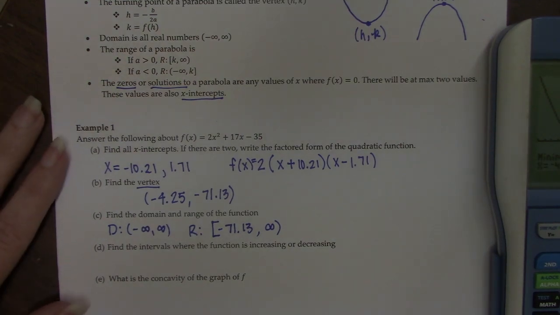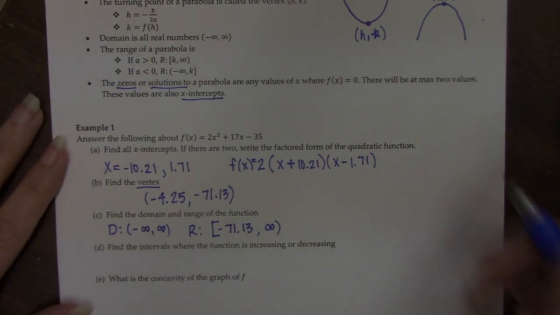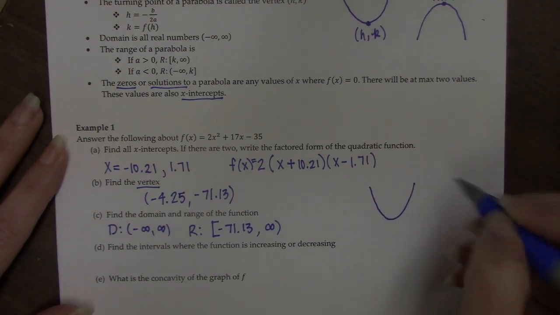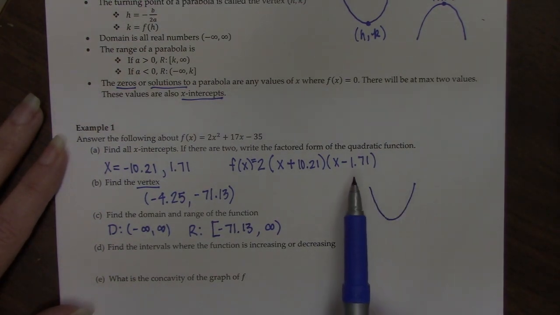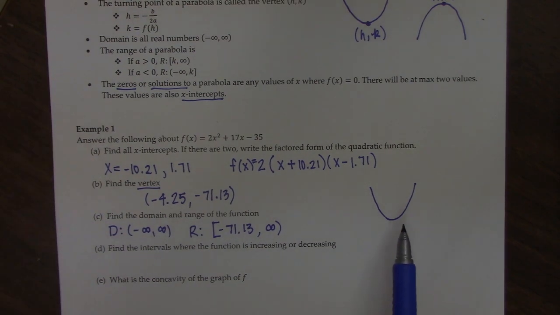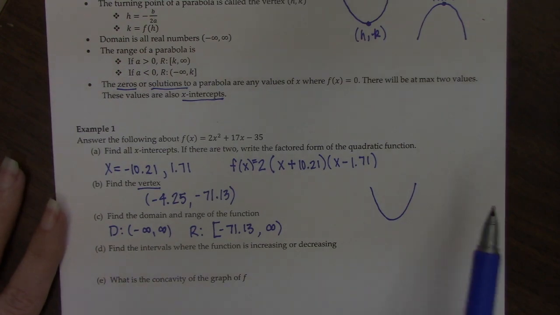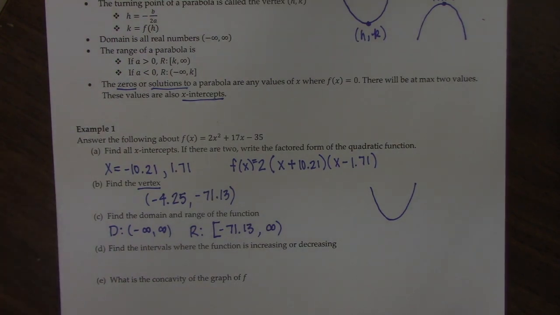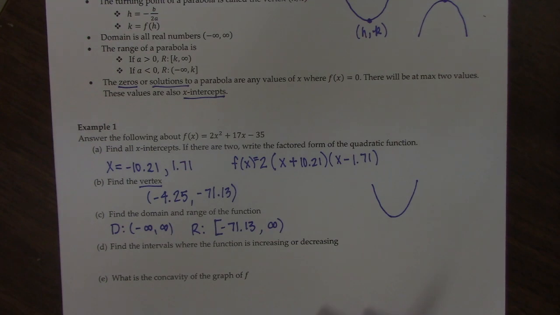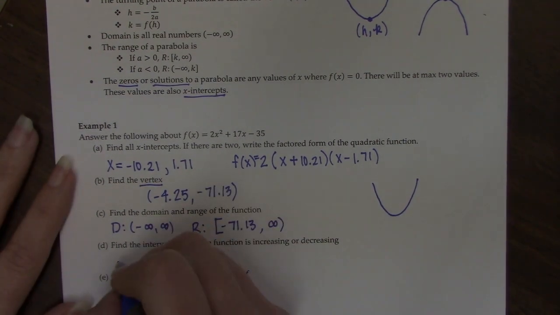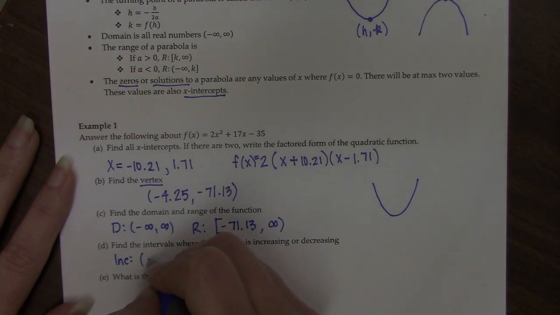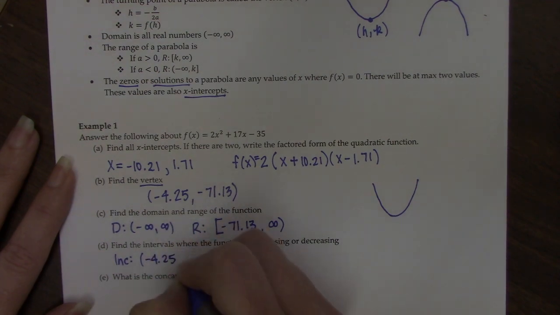Then we want to find the intervals where the function is increasing or decreasing. So we've already determined that this parabola opens up. So when we read it from left to right, it's decreasing until it hits the vertex, and it's increasing after that point. So when we write these intervals, we always write them in terms of the x values, not the y values. So this function is increasing from the vertex, which is -4.25, that's the x coordinate, all the way to positive infinity.